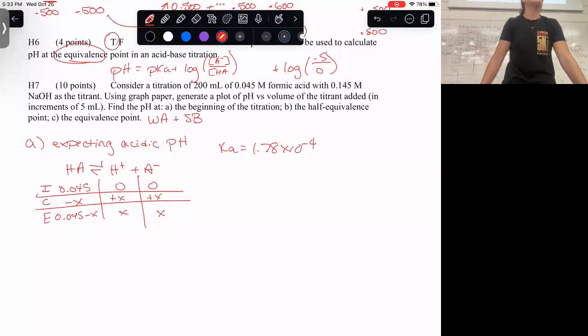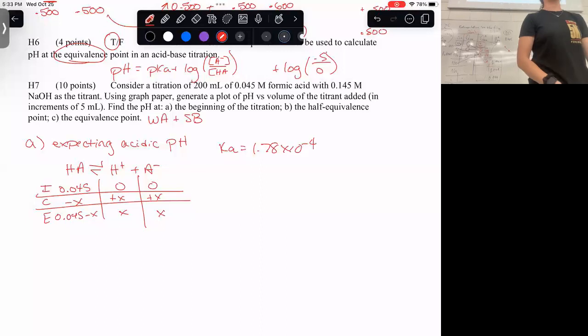If you're going to use the assumption, you can always check to see if your change is less than 5%. I did both, so you don't have to. If you use the assumption, it's more than 5%. It's actually like 6.7. So to be safe, I would use the quadratic formula. Whenever it's kind of close, just take the extra time, use the quadratic formula, you'll get the more correct answer.